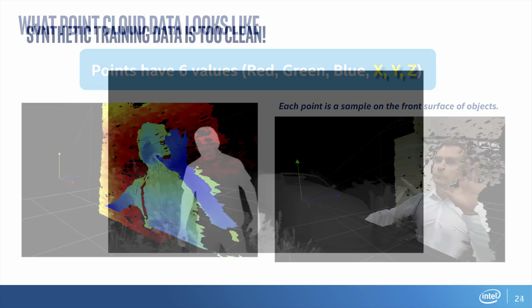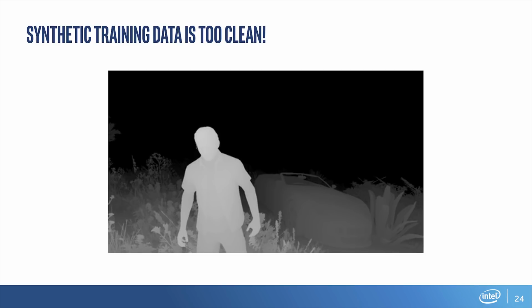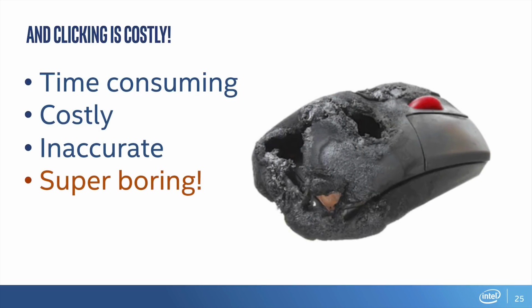So you could use synthetic data for training machine learning, but often it's very clean data, and so we would see that there's artifacts and characteristic traits of real data that isn't missing from a synthetic system, and it's very difficult to reproduce accurately. So we can collect real data, and more often than not, you'd have to annotate it. But clicking through millions of images is very time-consuming, and it's costly, it's inaccurate, and it's super boring.